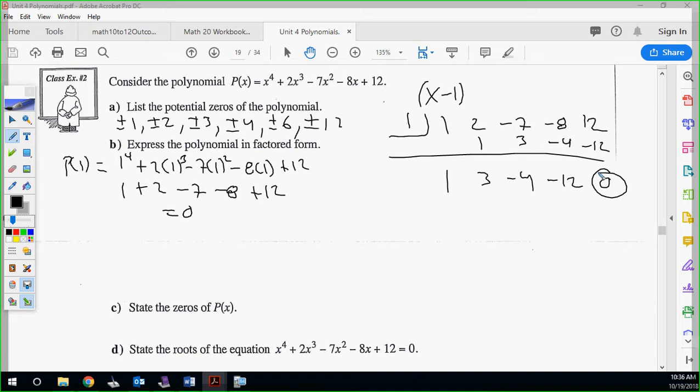Okay, so we have x cubed plus 3x squared minus 4x minus 12. That's what we're dealing with now. So we still have these same numbers that are possible.